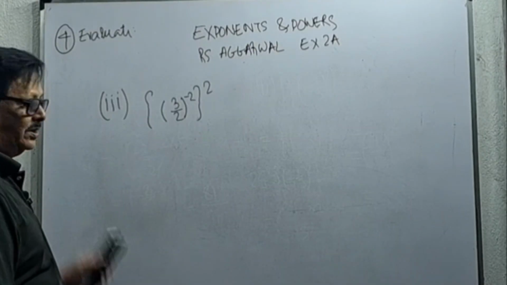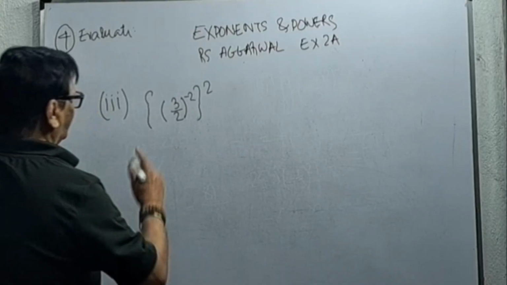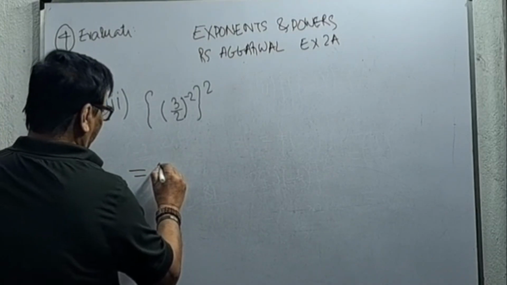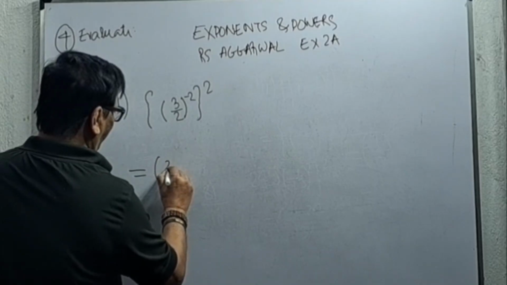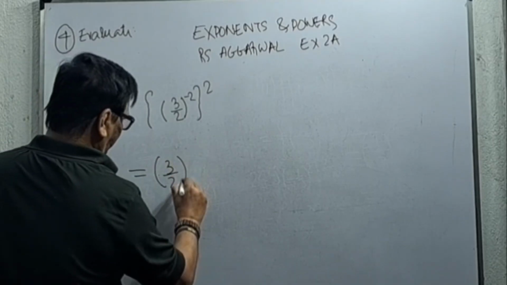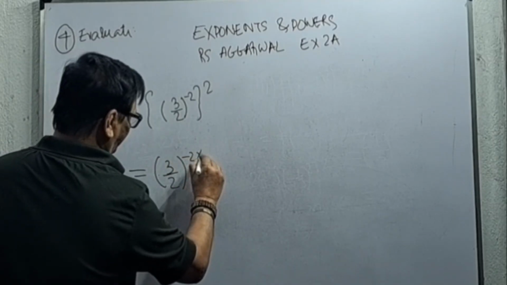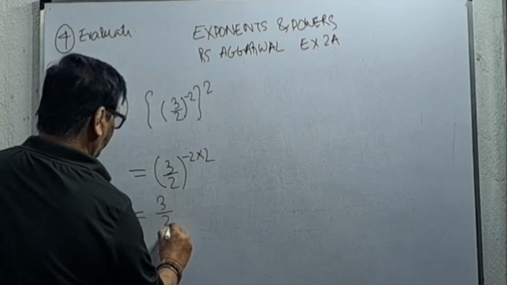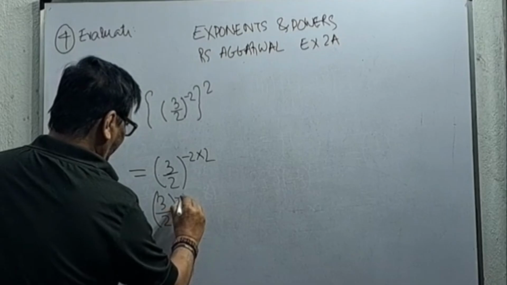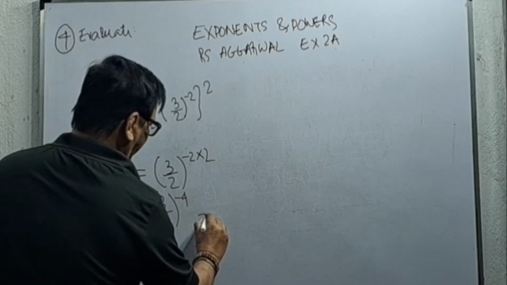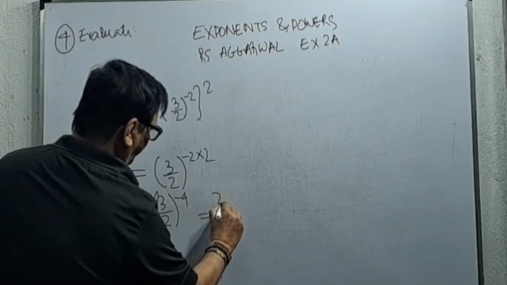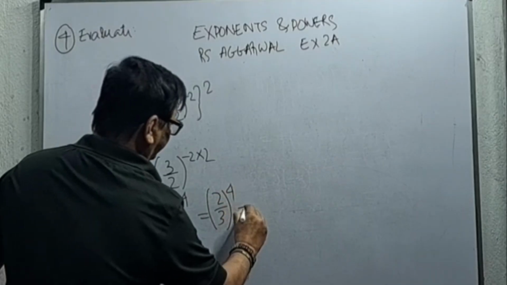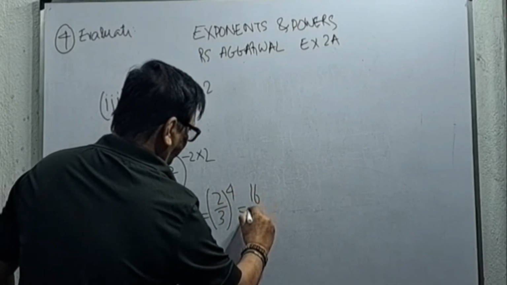We come to the last part of question number 4. So again we take out the bracket from outside. So it will be written as bracket 3 by 2 minus 2 times 2, and that will boil down to 3 by 2 power of minus 4. We make the indices positive, 2 by 3 power 4, which is 16 by 81.